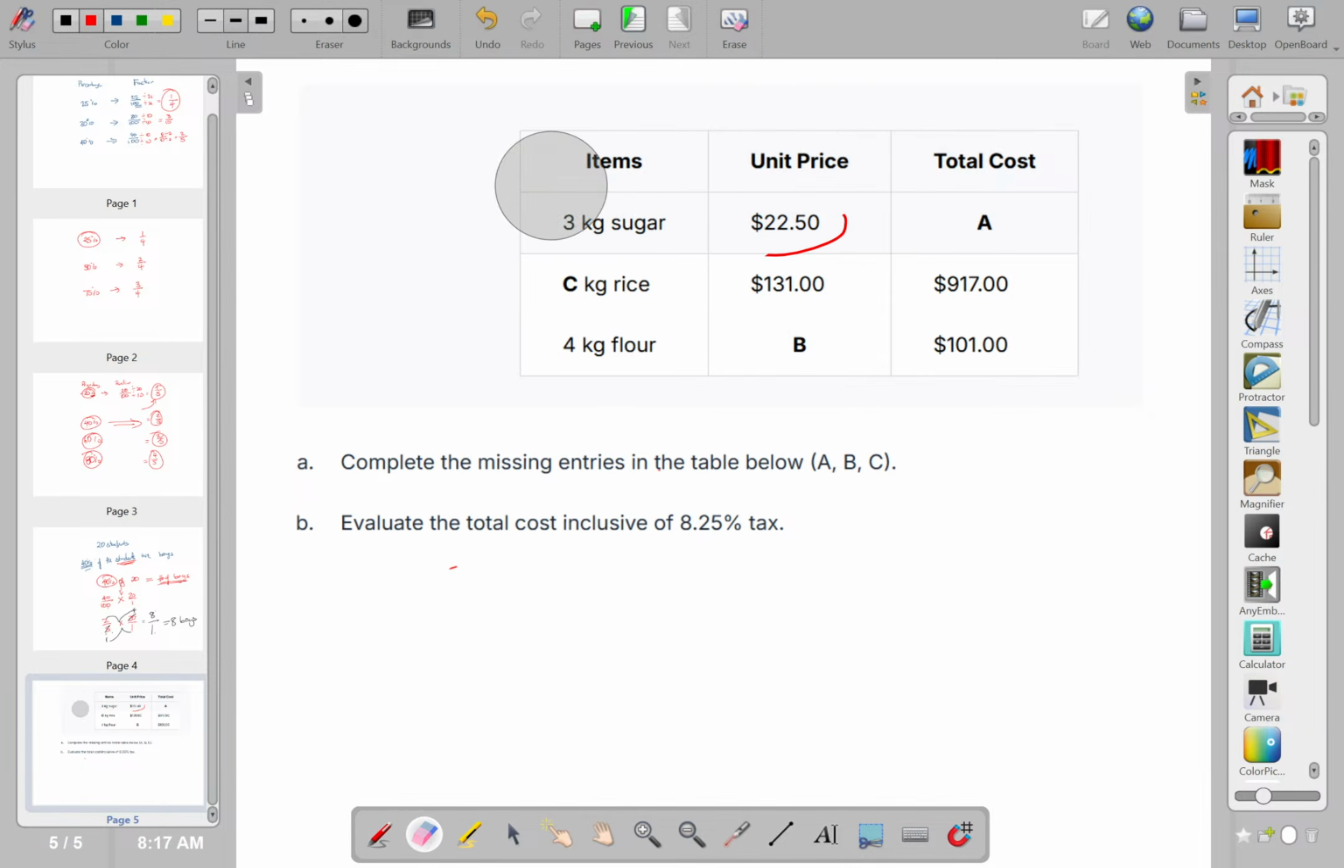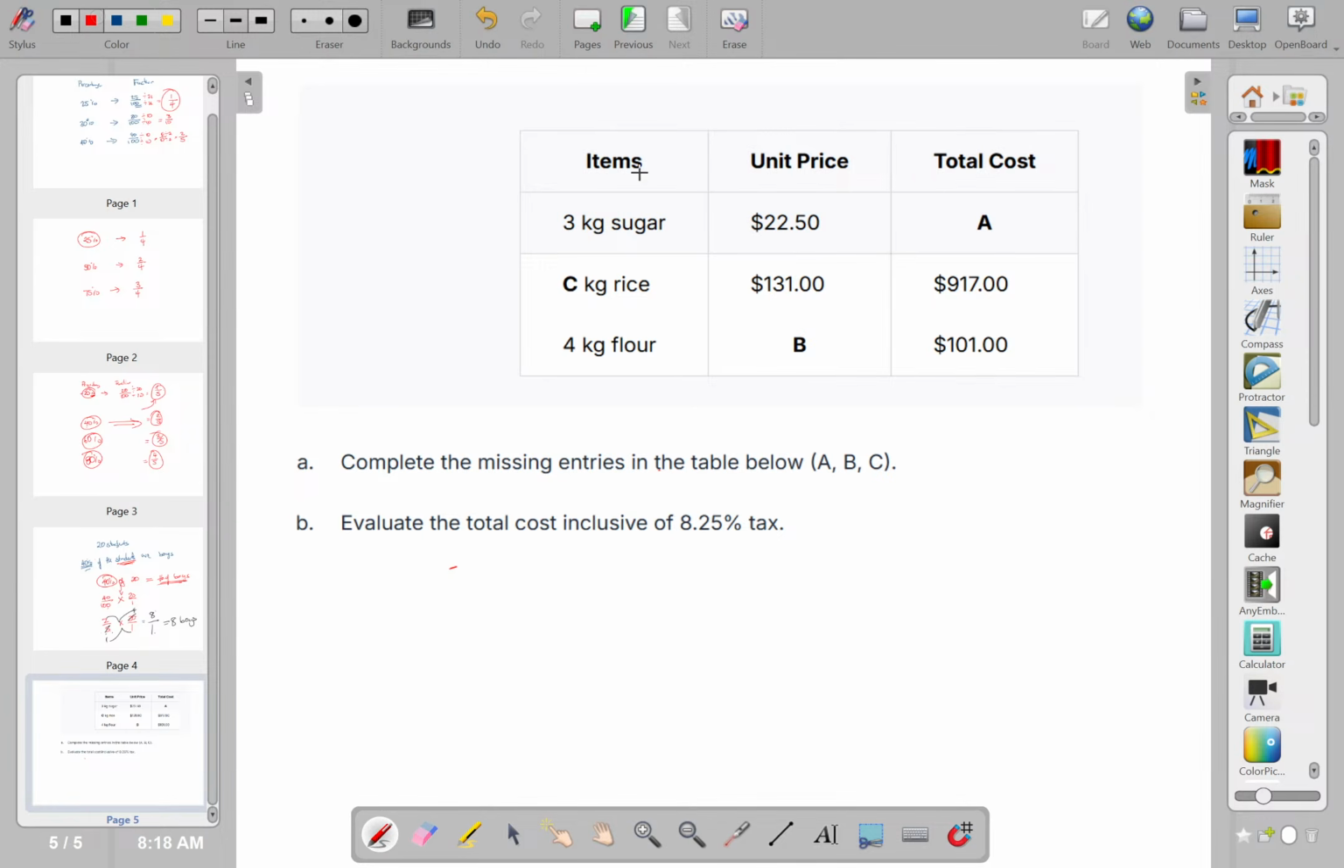All right? Ready, set, go. Complete the missing entries in the table. We want to find A, we want to find B, and we want to find C. I'll give you some time. You guys can go find it for me. Match it up for me, please. Let's go into it though.